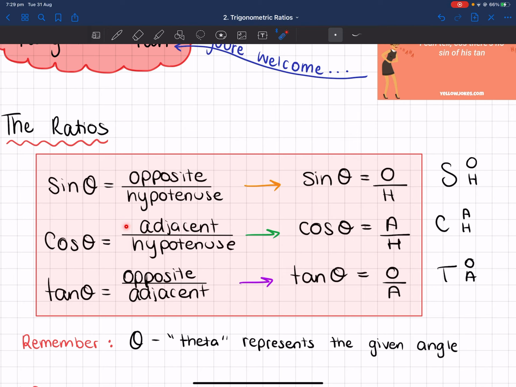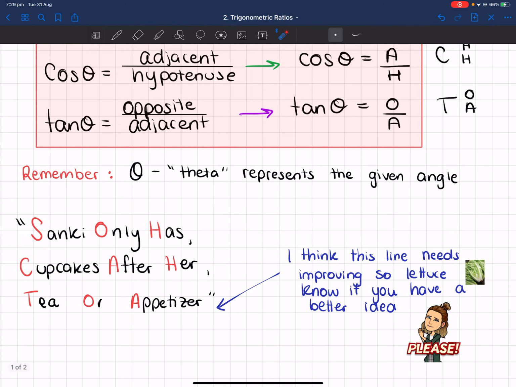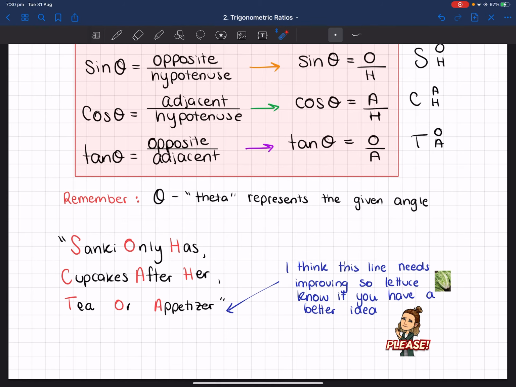You guys are going to have to remember this for the rest of your mathematical career, so you better start remembering it. To help you remember it, I made up something. It goes a little something like this: Sankey only has cupcakes after her tea or appetizer. Now, I am not a fan of this last line, and I cannot get three words that string together well for T, O, and A. But if you come up with something better, let me know. So it's SOH, CAH, TOA: Sankey only has cupcakes after her tea or appetizer. We will see if that sticks or not.